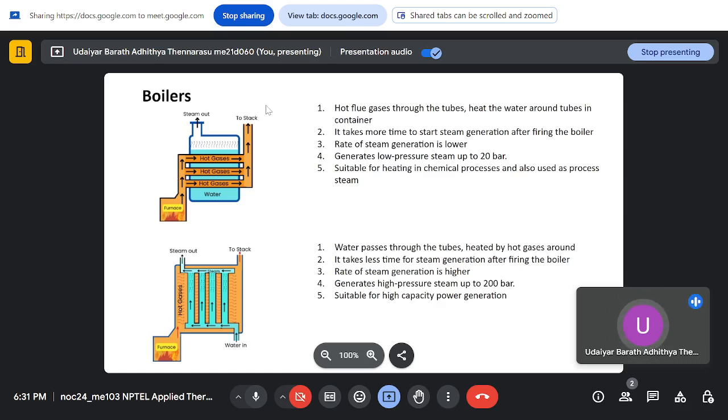Fourth, it generates low pressure steam up to 20 bar. And fifth, this is suitable for heating in chemical processes and also as process steam. The second is a water tube boiler. In this case, water passes through the tube and is heated by the hot gases around the tube. So this takes less time compared to the previous fire tube boilers, and similarly the rate of steam generation is higher. It generates high pressure steam up to 200 bar, and this is suitable for high capacity power generation.